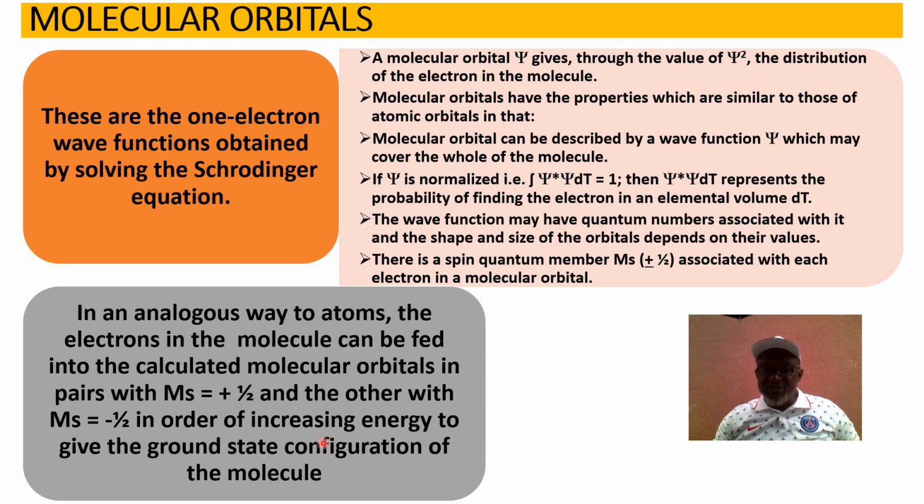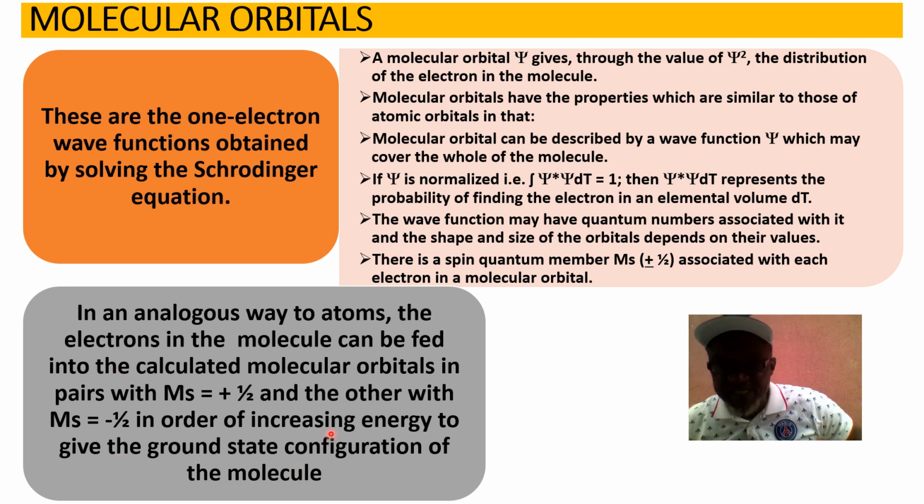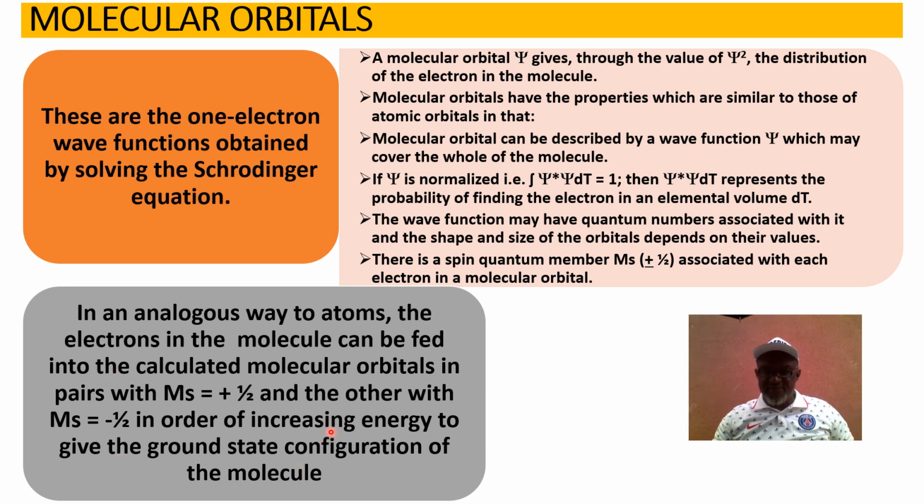So the same thing we're talking about in terms of atomic orbital electronic configuration. We're also saying that electrons can be fed into the molecular orbitals that we obtain. We'll see how we obtain these molecular orbitals, and then still retain the spin quantum number plus half and minus half.